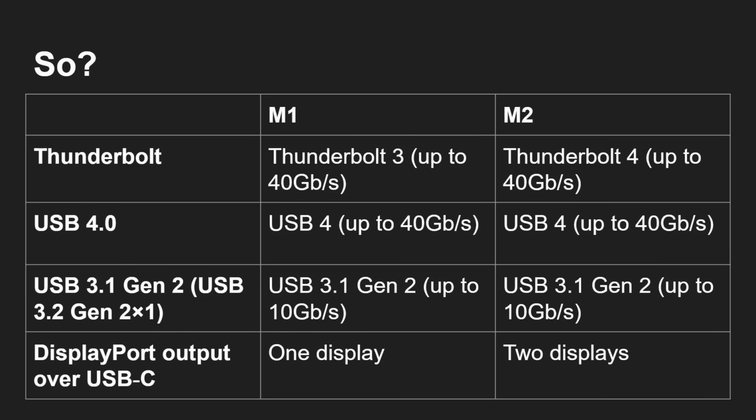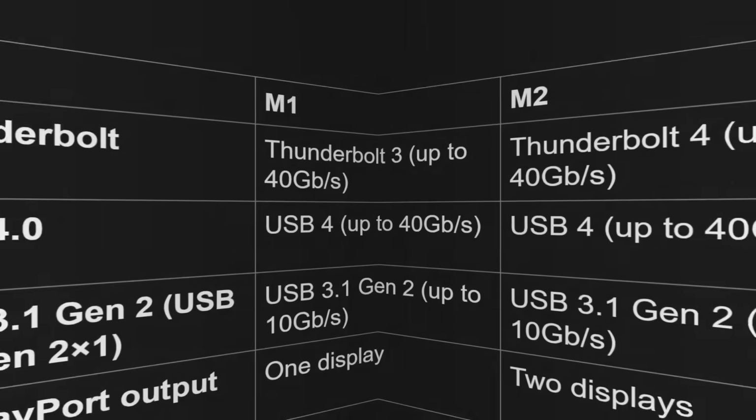So if you are shopping for a Mac or a PC or a laptop and you're a bit confused about, well, does it support Thunderbolt? Does it support USB 3.2 or is it USB 4? Hopefully now you can kind of understand what they're talking about there.